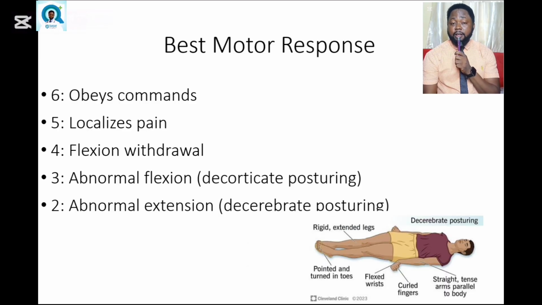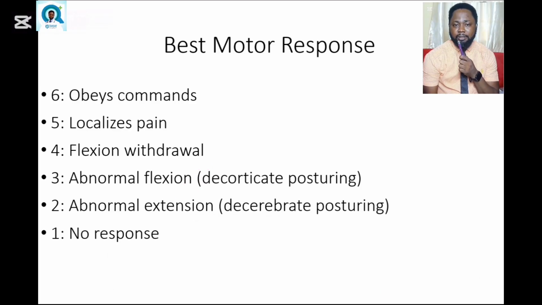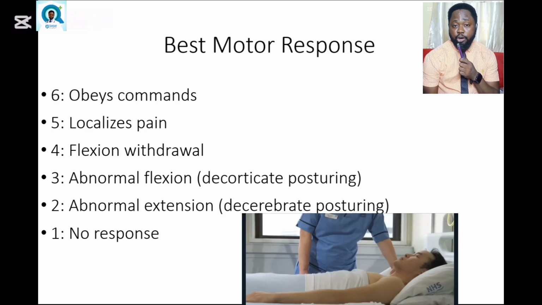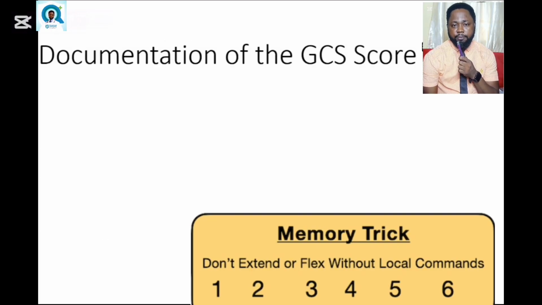Note that the major difference between decorticate posturing and decerebrate posturing is that in decorticate posturing, there is flexion at the elbow, while in decerebrate posturing, there is extension at the elbow. The score of 1 means that there is no response. This part of the GCS may be remembered with the mnemonic shown on the screen.